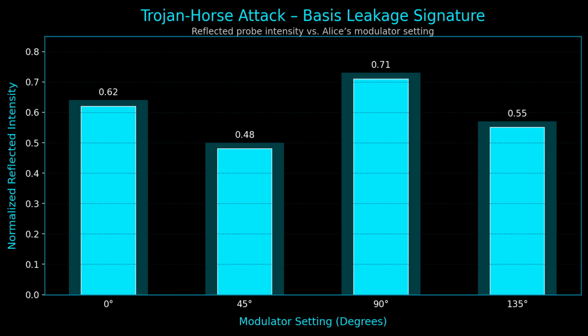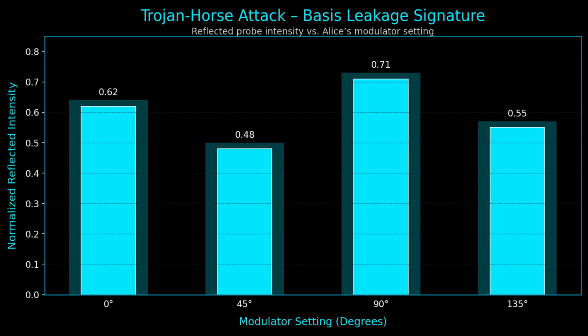What this means is that Eve can take her returning probe light and measure its amplitude with a standard photodiode. She doesn't need quantum technology, she doesn't need entanglement, she doesn't need to intercept photons in flight. She just injects classical light, records the reflections, and uses those intensities to infer which basis Alice is applying at every clock cycle. Once Eve reconstructs Alice's basis sequence, the protocol is severely compromised.